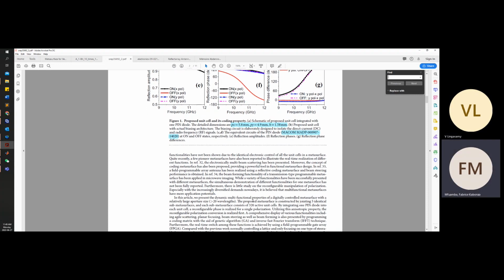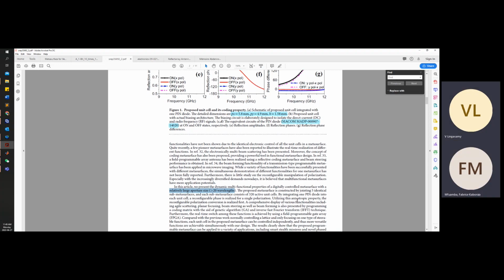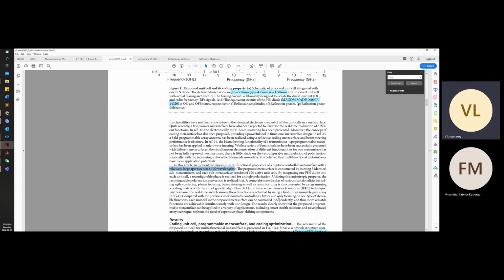I've seen in this one, a relatively large aperture of size greater than 20 wavelengths. Is it this one? 20 wavelengths means, not this one. This is for the array, the metasurface aperture size. So maybe somewhere they might have mentioned it.